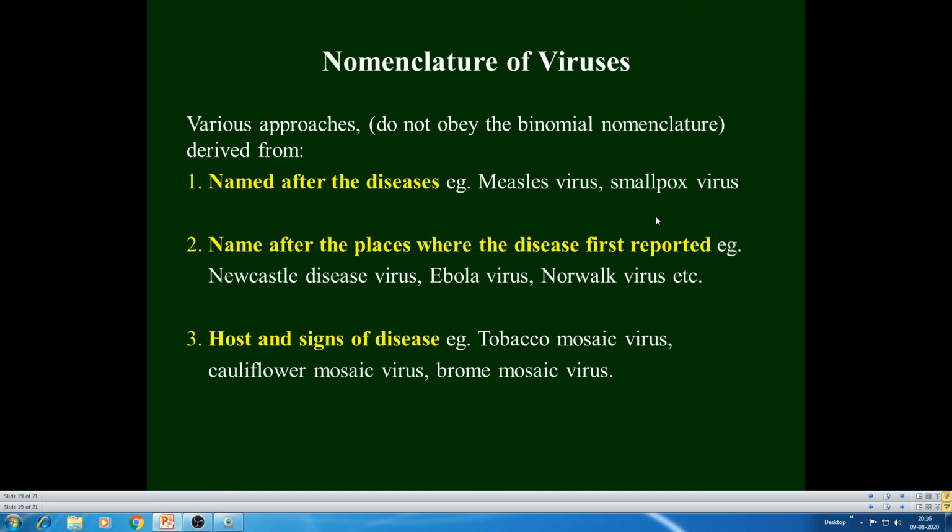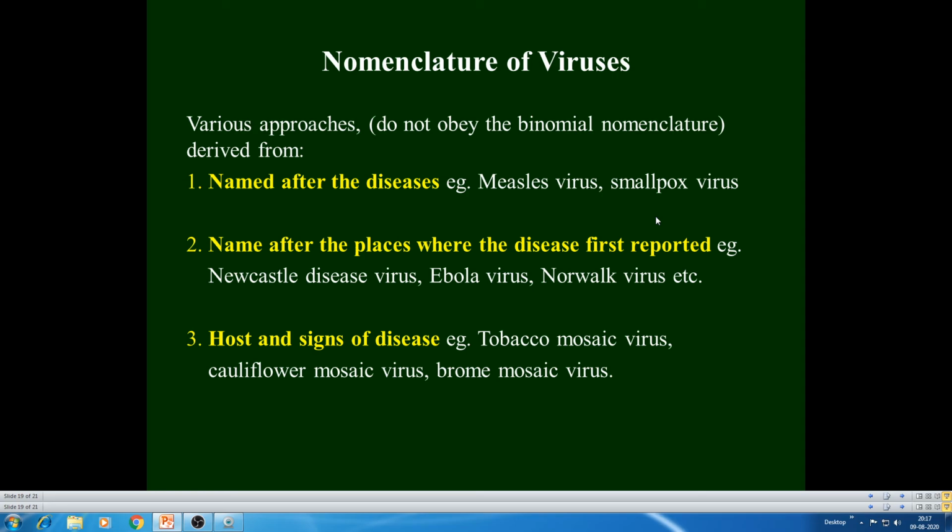And the first thing is, they have been named after the disease. What type of disease do they produce? Measles virus, the virus which causes measles. The virus which causes smallpox. Likewise, measles virus, smallpox virus, named after diseases. Then named after the places where the disease was first reported. The Newcastle disease virus, the Ebola virus, Norwalk virus. The places in which the particular disease originated.